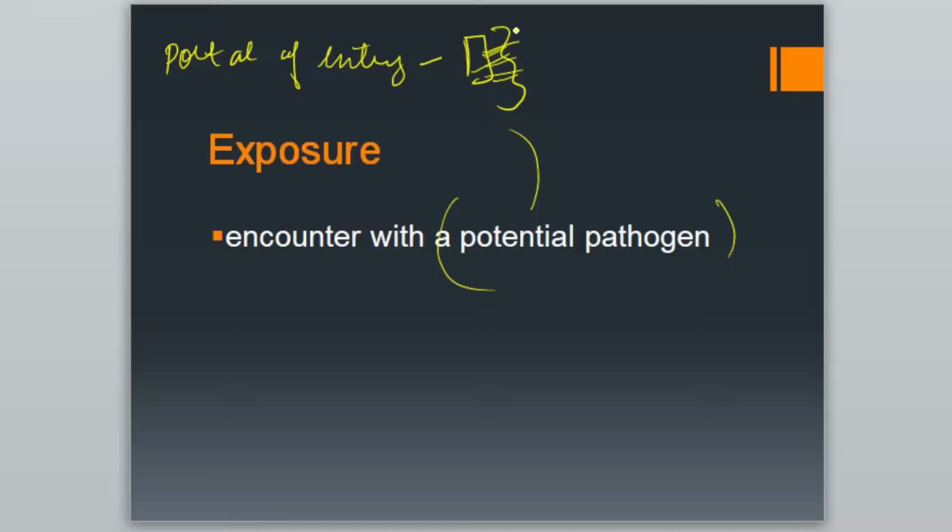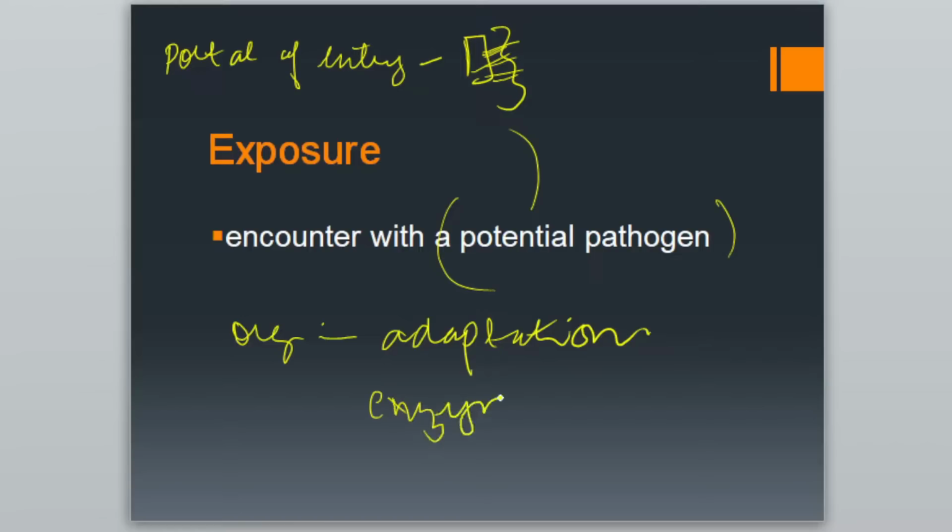Now, most pathogens are suited for a particular portal of entry. You have to remember these words: some pathogens are suited for a particular portal of entry. So a pathogen's portal specificity is determined by the organism's environmental adaptation, and by the enzymes and the toxins they secrete. Clear?